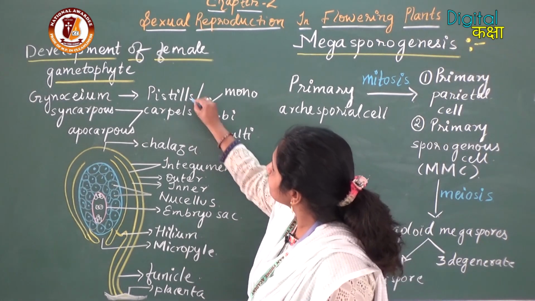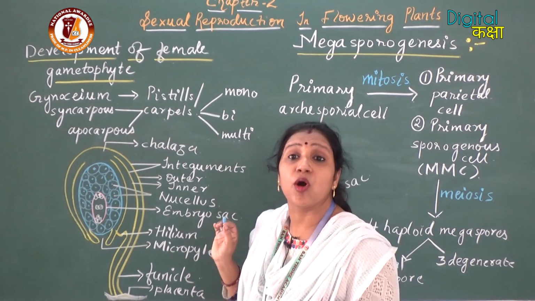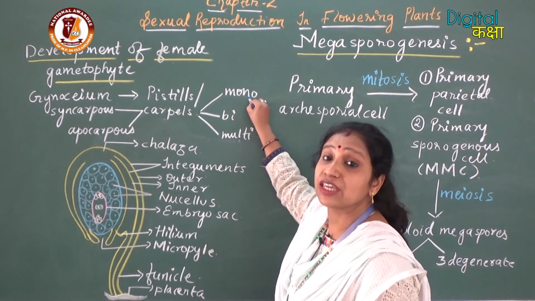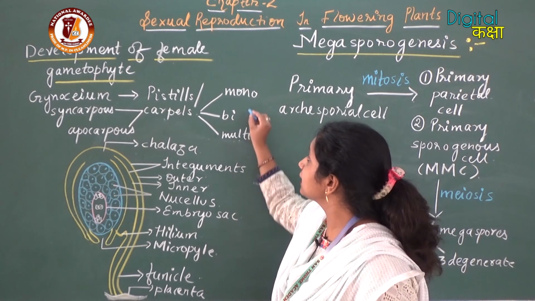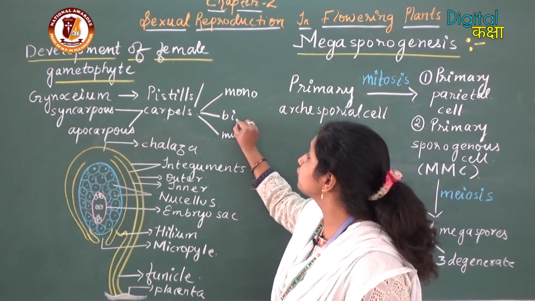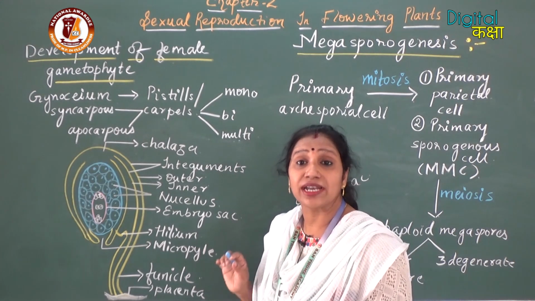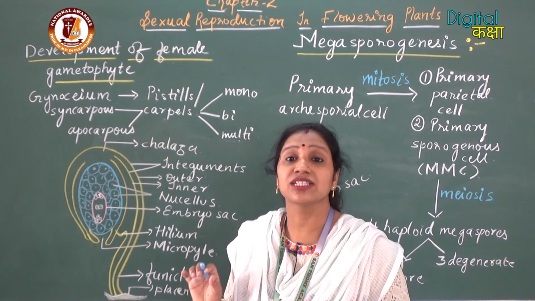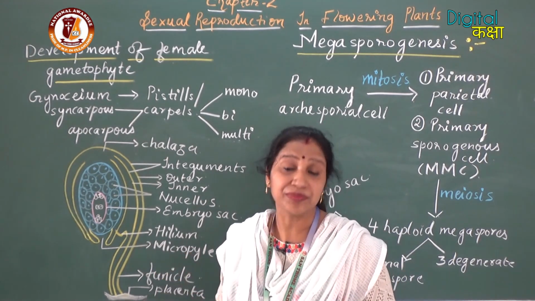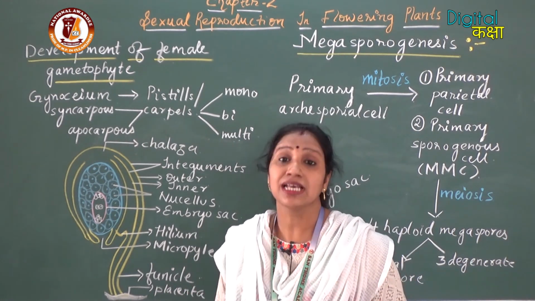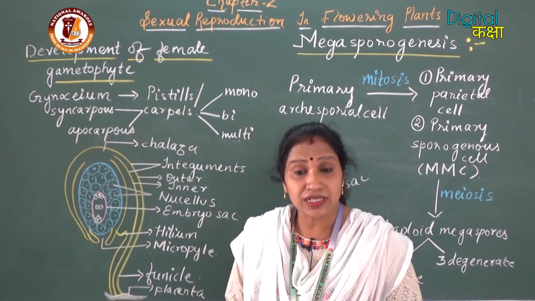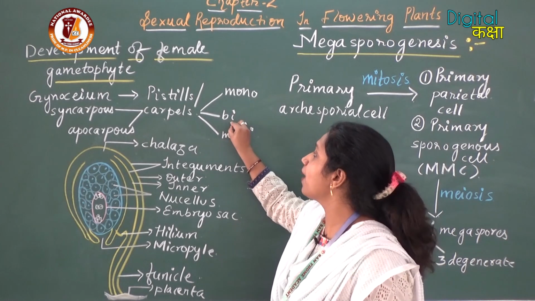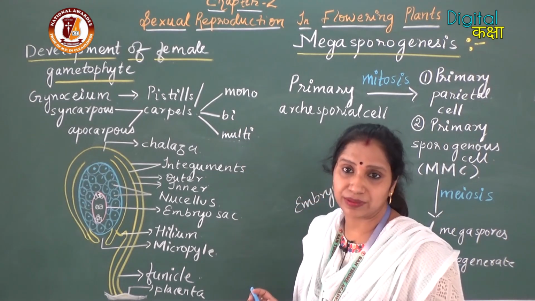Now, these carpels and pistils, depending upon their number in the flower, may be monocarpellary. If a single carpel is present, it is called monocarpellary. If two carpels are there, it is called bicarpellary. And if more than two carpels are there, it is called multicarpellary. So, a flower may have a single carpel, two carpels or multiple carpels.